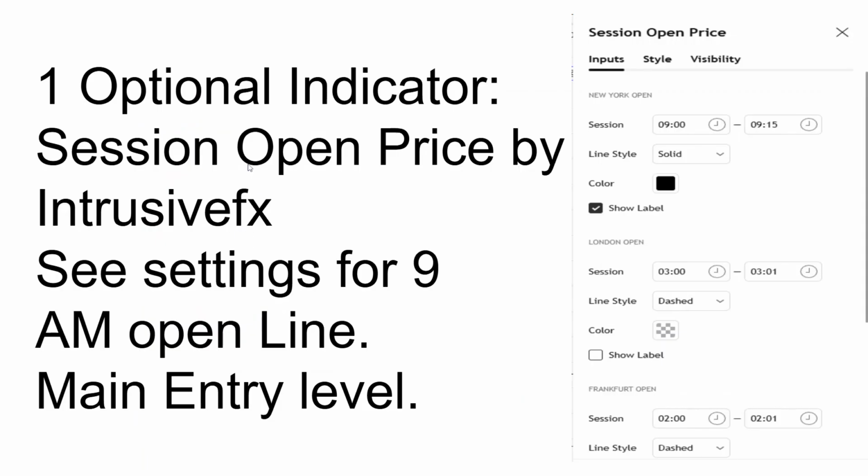Now, there is an optional indicator that I'll show you how to set up. It's called Session Open Price by Intrusive FX. What it'll do is put a black line on the chart to show you your 9 a.m. open for your main entry level. I'll show you the settings right here, but I'll also set that up for you. And then I just gray everything out, but by default it shows you the New York open, London open, and Frankfurt open. You don't need any of that. And I'll show you how to do that in a second.